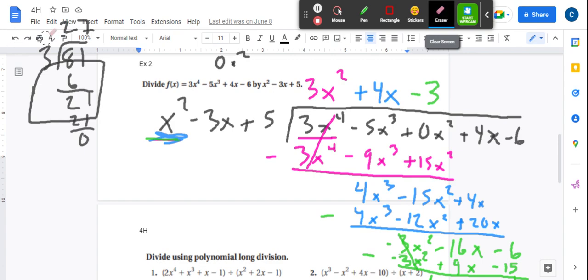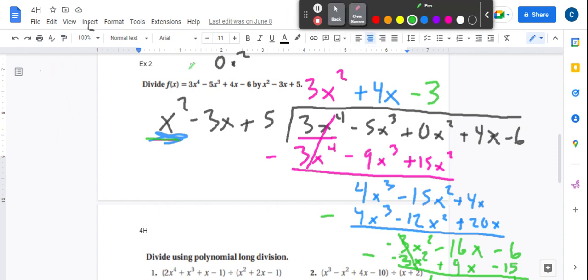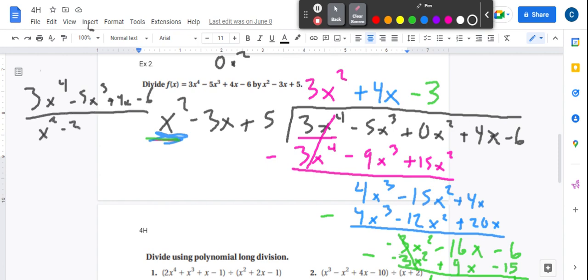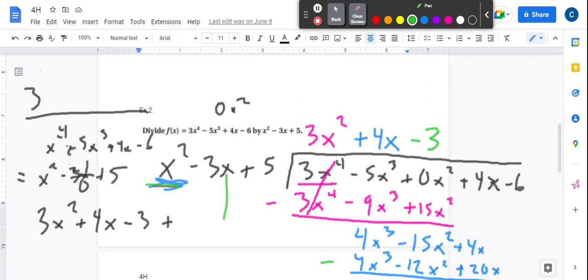So what happens here is this. I'm going to pull it off to the side. So if we're dividing 3x to the fourth minus 5x cubed plus 4x minus 6 all over x squared minus 3x plus 5, that's the thing that we're dividing. What it's going to equal is what we have on the top: 3x squared plus 4x minus 3 plus our remainder, negative 25x plus 9.